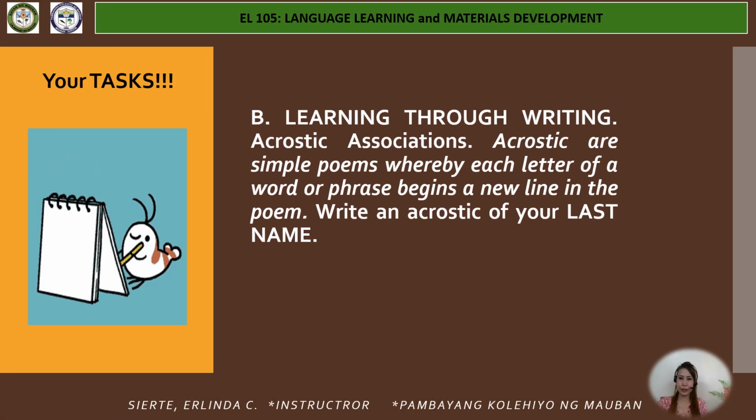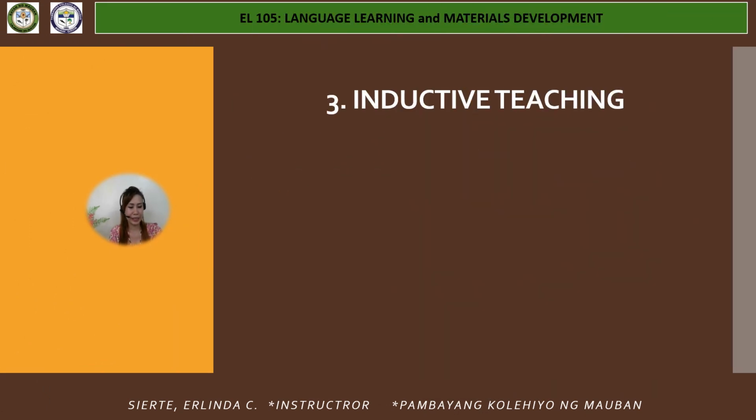And for letter B, learning through writing, of course, you are going to associate what you have learned about grammar. All right. So, acrostic associations. Acrostics are simple poems whereby each letter of a word or phrase begins a new line in the poem. With that, you are going to write your own acrostic of your last name. Again, your last name. You are going to create your own acrostic about the topic, or think of your own topic, using your last name.